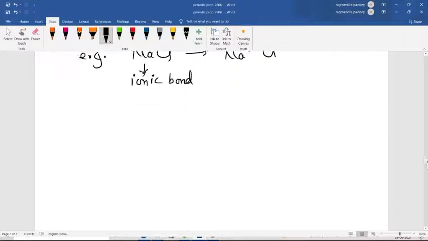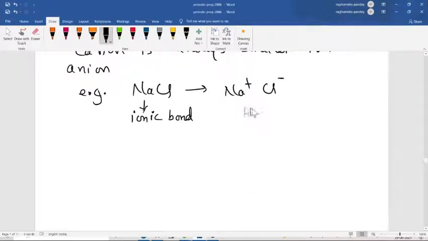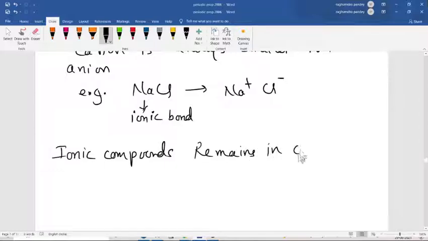Now a crystal lattice is formed of the sodium chloride. Sodium chloride, or an ionic compound, remains in a crystal lattice. Okay, so that is the crystal lattice here. Just one minute, I will tell you. Crystal lattice.